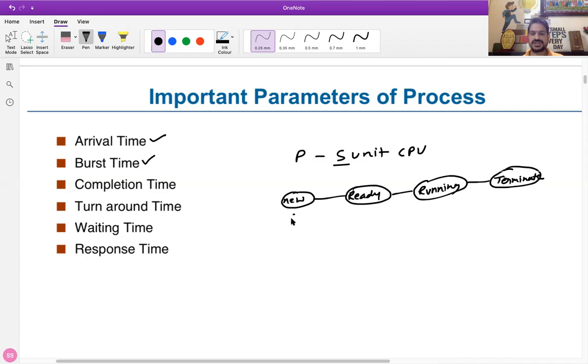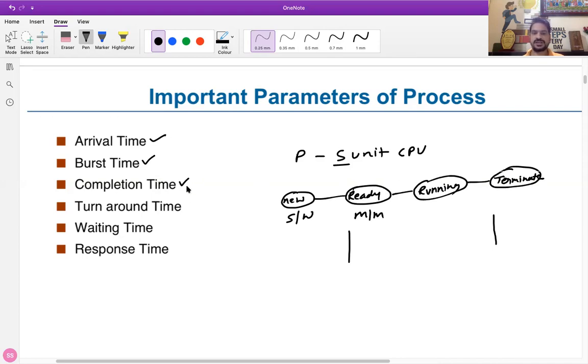So the new state is in the secondary memory. The ready state is in the main memory. Once a process is allocated the CPU, it is in the running state. So let's assume that this is the arrival time. Running means how much duration it is taking in the running state. That is called burst time for a process to terminate. And completion time is the time when a process reaches the terminate state. That particular time is called completion time.